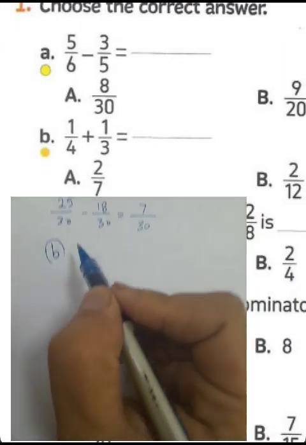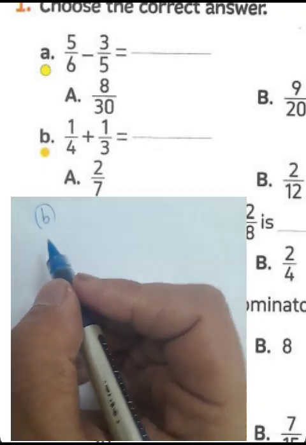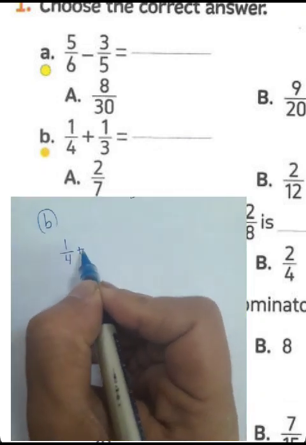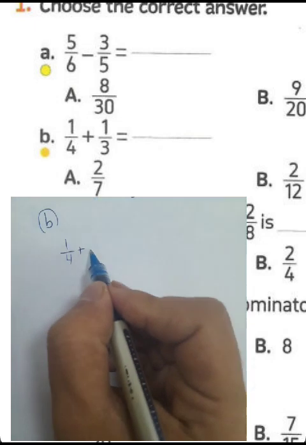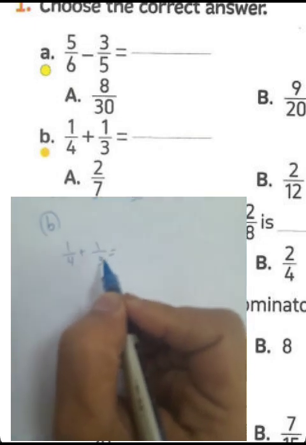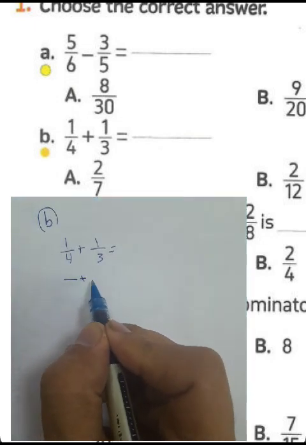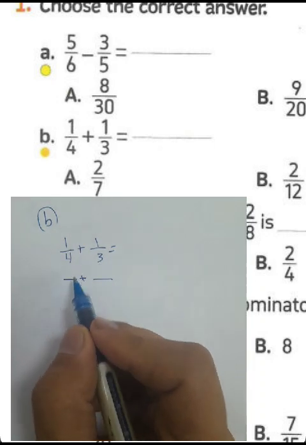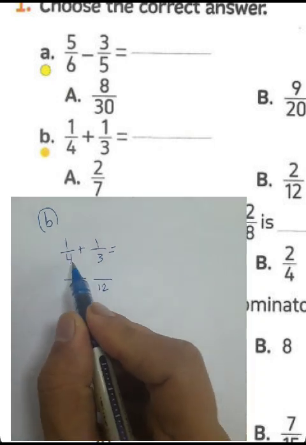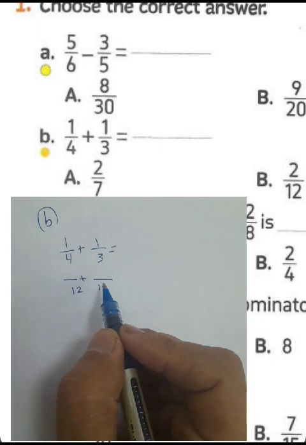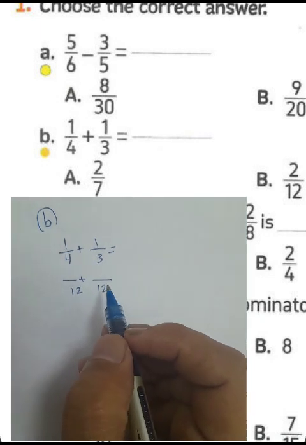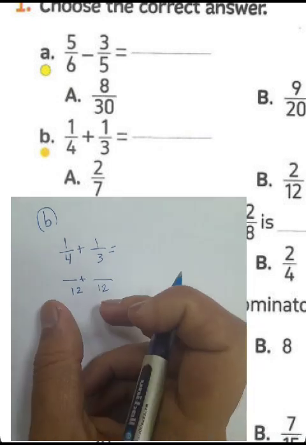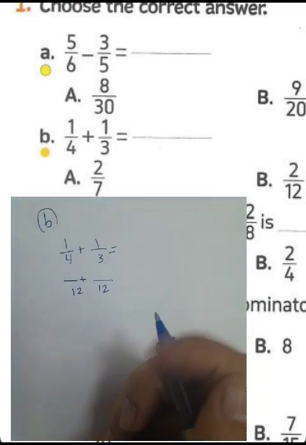Next question, letter B. 1 over 4 plus 1 over 3 equals space. We can write the least common multiple between the two denominators. 3 times 4 equals 12, because 4 and 3 right here we call them what? Relatively prime numbers, because the highest common factor between 3 and 4 will be 1.